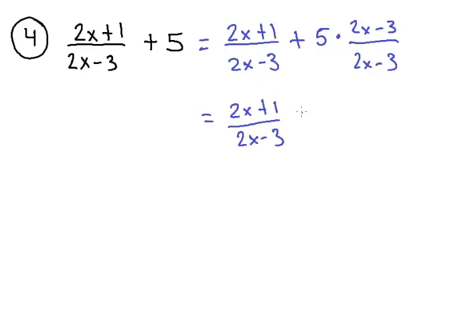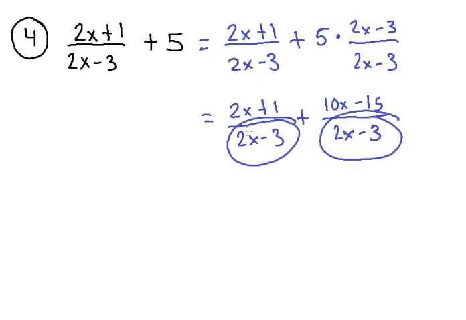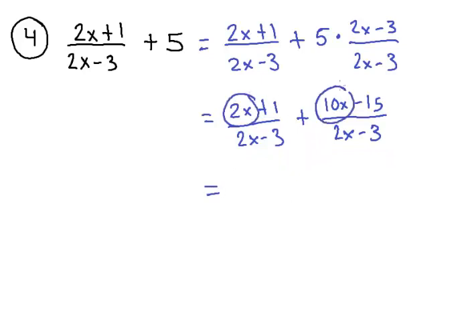And 5 times 2 will give you 10x. And 5 times negative 3 will give you minus 15. Over the denominator, you just copy it. Now, notice that we have the same denominator, so that's going to be helpful. If the denominators match, that means we can add, so we just need to add 2x plus 10x.